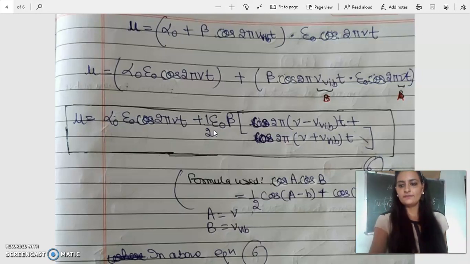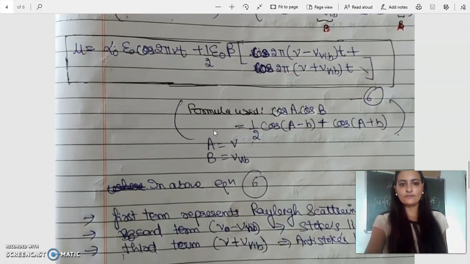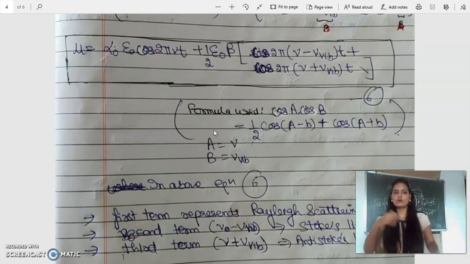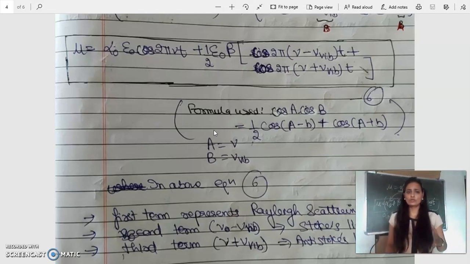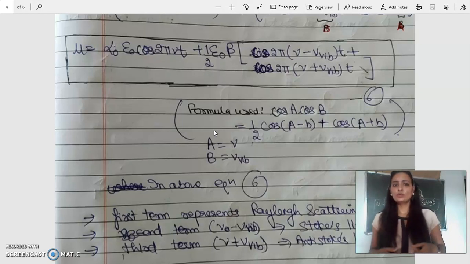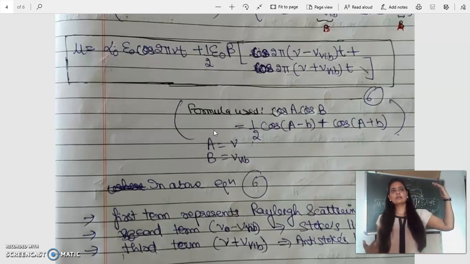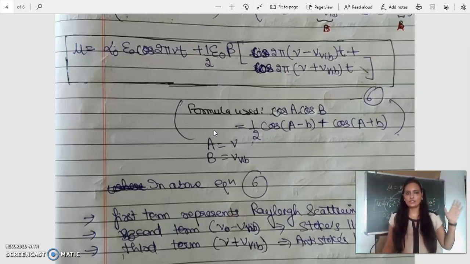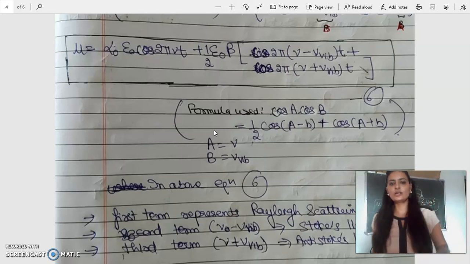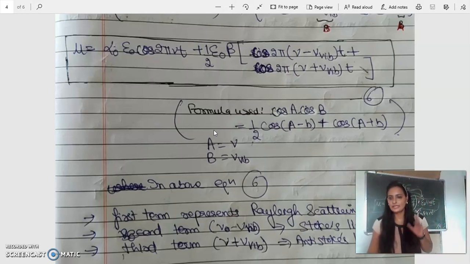So here the first term is alpha naught E naught. Alpha naught, I already told you, is the equilibrium polarizability, right? When there is no vibration, no change, no rotation in your molecule. So that is the case of Rayleigh scattering. In that case, your incident photon hits the molecule and goes out with the same frequency. No change in the energy takes place. So your first term represents the Rayleigh scattering.